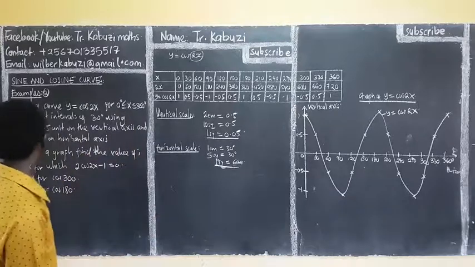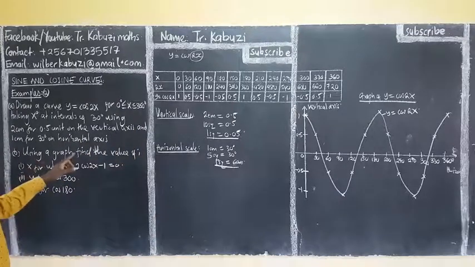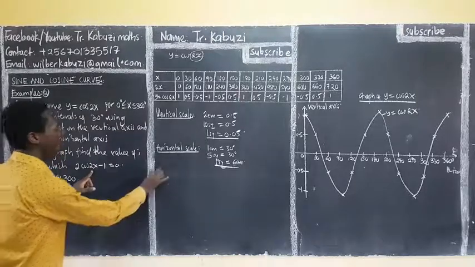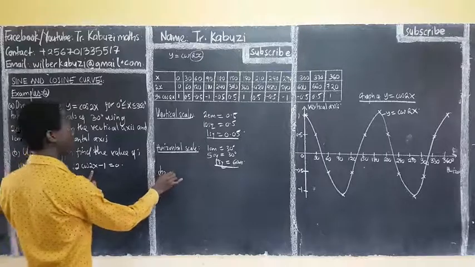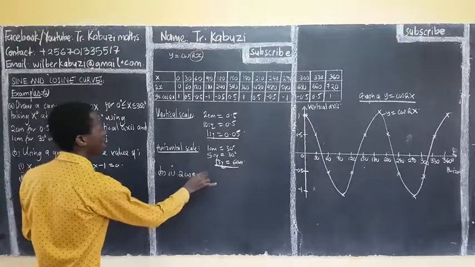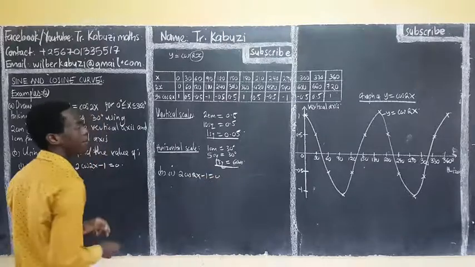From here I will start with: find, using the graph, the value of x for which 2 of this is equal to this. Now we come to part B, Roman numeral 1. They are giving us 2 cos2x minus 1 equals 0. So we first make this the subject.